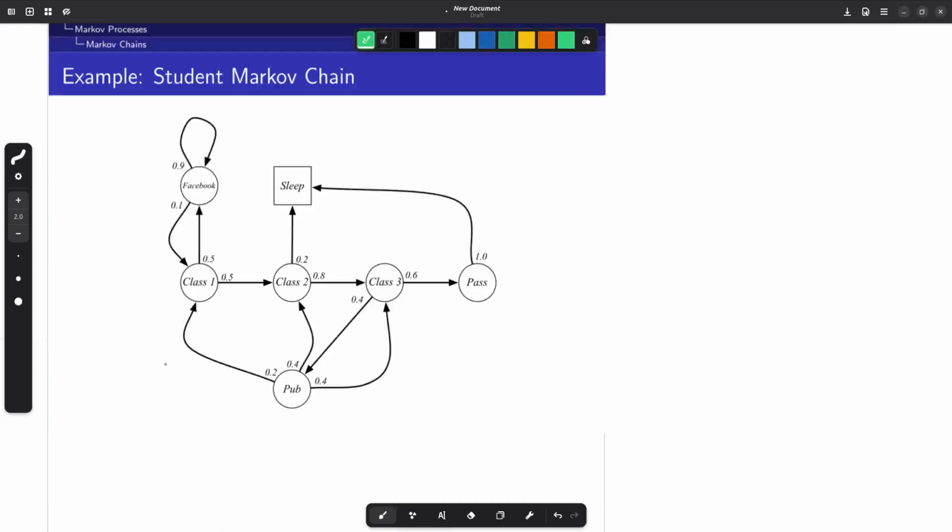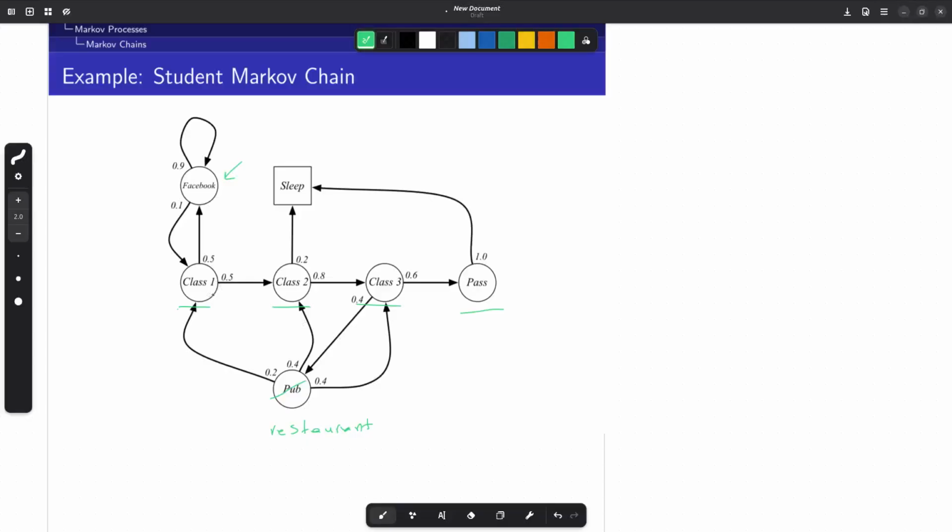Here we have a toy example. Let's say that we have only three classes. So we have the class states, and we have the state pass, where you pass all of the classes. We have a Facebook state where you can go to Facebook, and we have a pub state. Let's say that it is not a pub, so let's say that it is a restaurant. So we have a restaurant state for the sake of our cultures. We have all of these states, and we have the transition probabilities between these states.